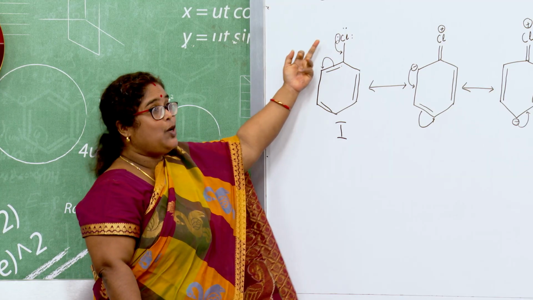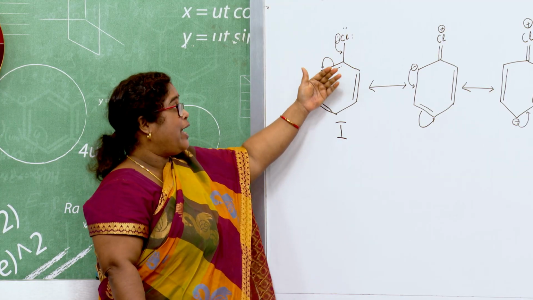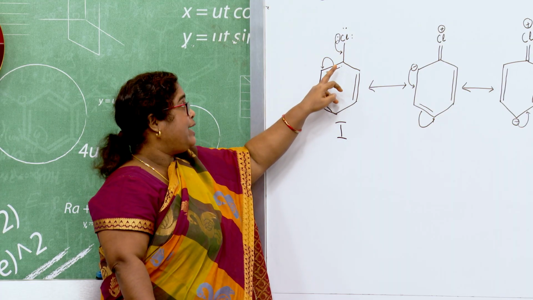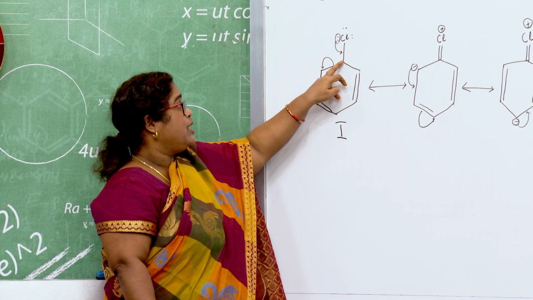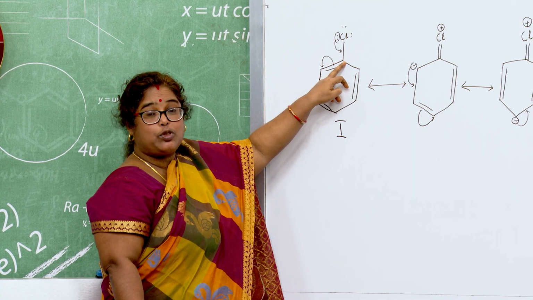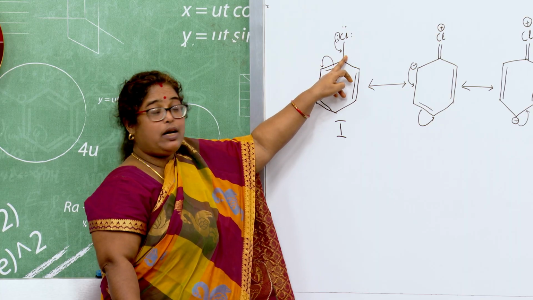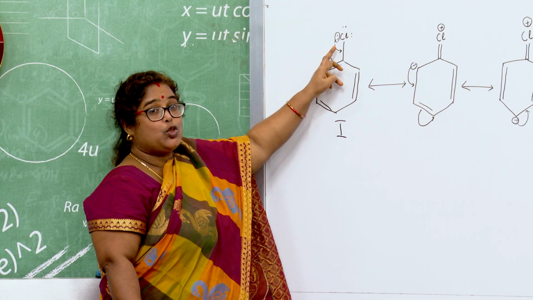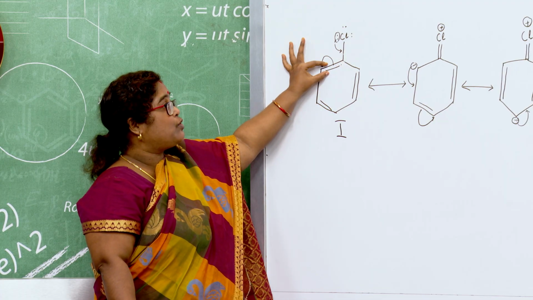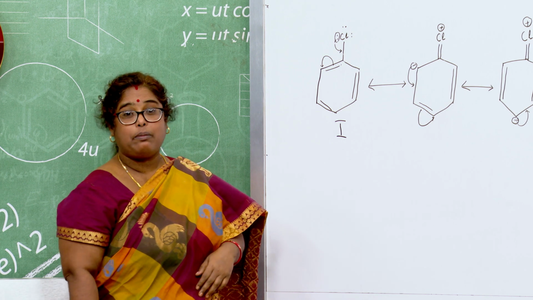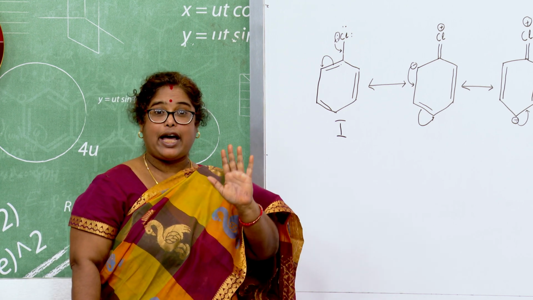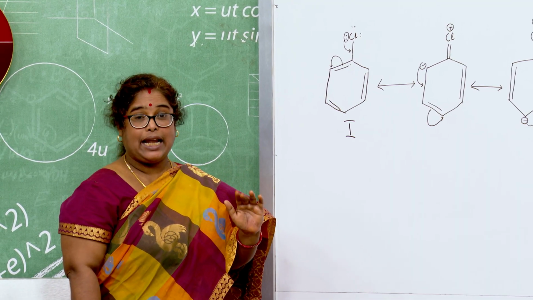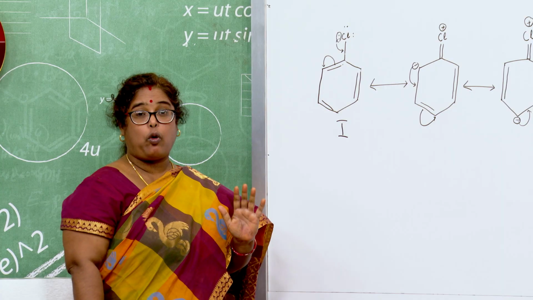That is, this lone pair of electrons may be donated to this single bond, and thereafter what happens? What happens to this carbon atom? You see, already there was one bond, and because of this electron pair, there becomes another bond. So there are 2 bonds here, 2 bonds here, and 1 bond here. How many bonds are there in total? There are 5 bonds. Carbon can show only 4 bonds, 4 valency.